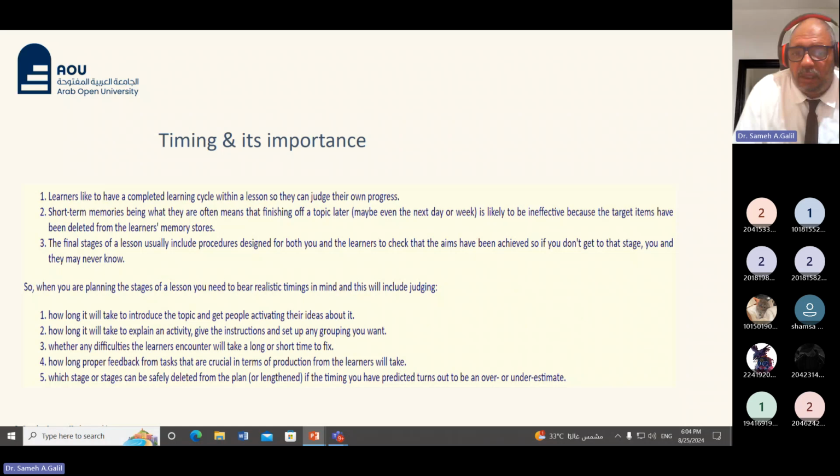So these are very important considerations when we talk about time. And like I said, timing is of the essence. It makes or breaks.